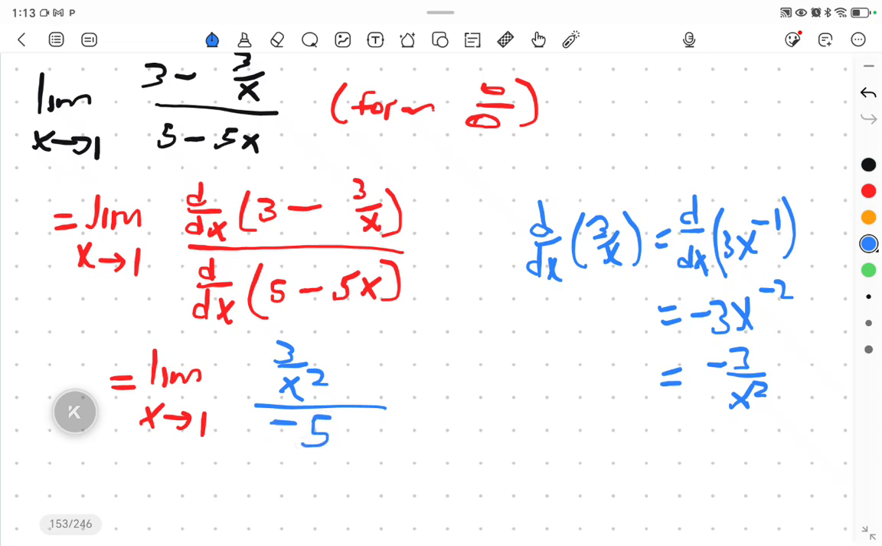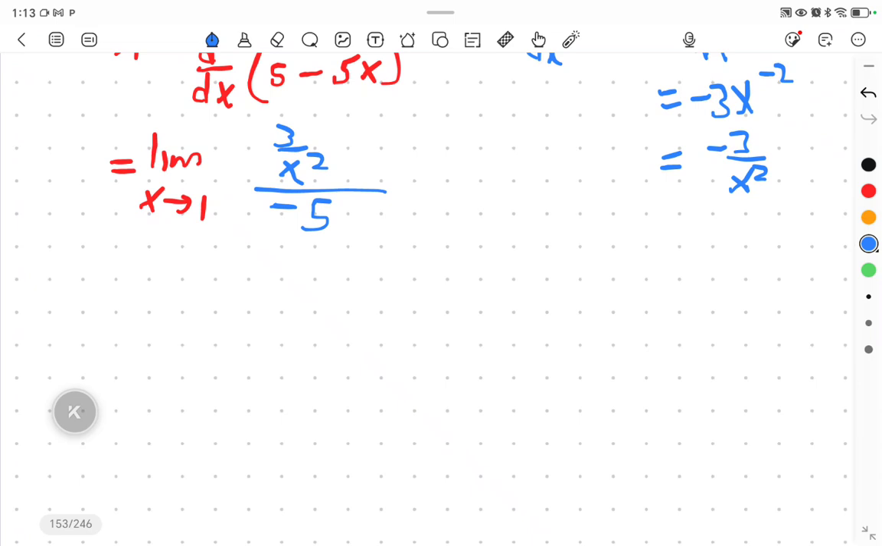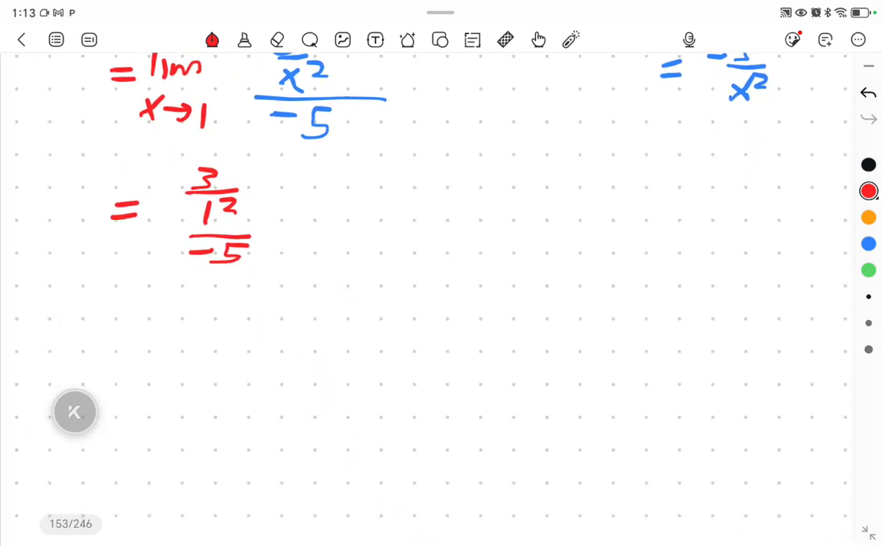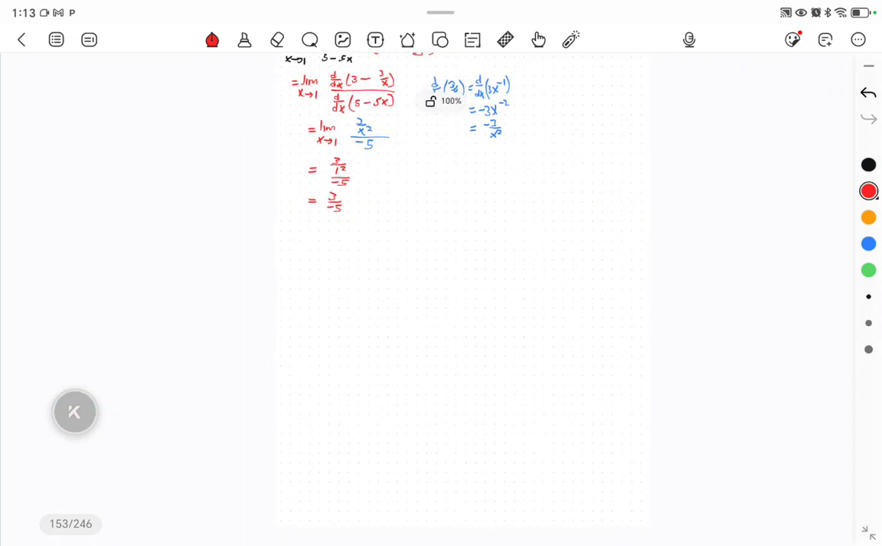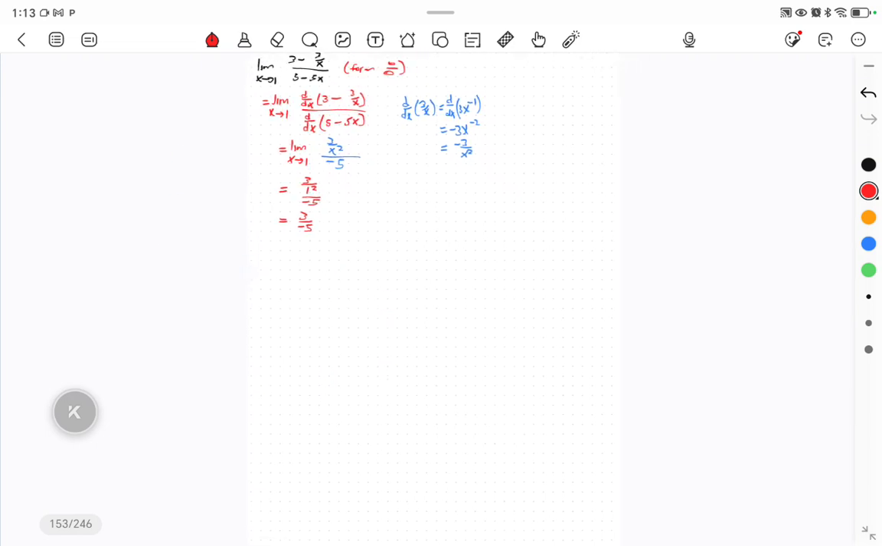So, if I just come and direct substitute here, I realize that this is no longer the form of 0 over 0 or infinity over infinity. You see, right? So I can just proceed and say, this is equal to 3 over 1 squared all over minus 5. Then this would be 3 over minus 5. Then I get the solution there. Hope we agree to this. So, now that is the first question.